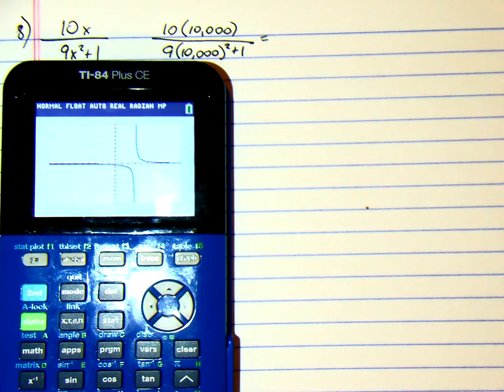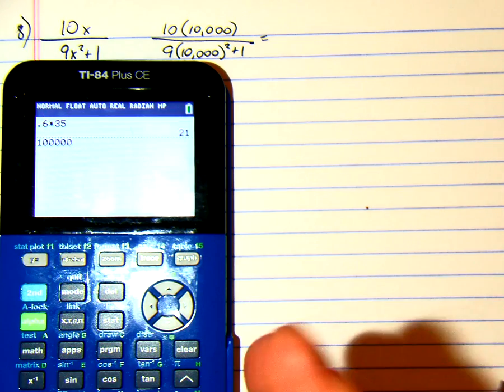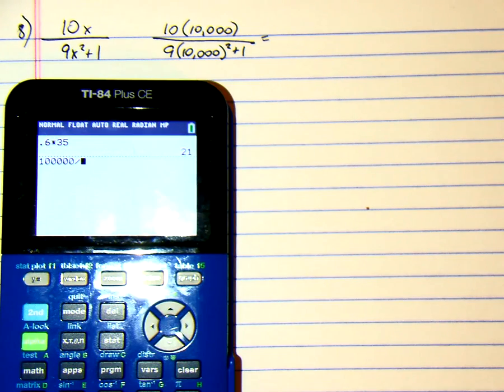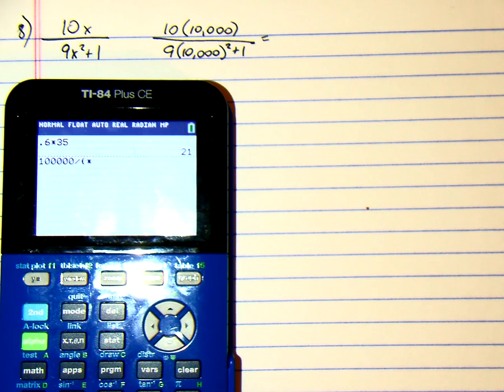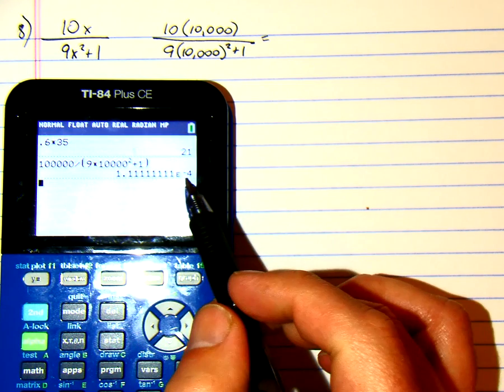So I'm going to type this into my calculator real fast. 10 times 10,000 gives me 100,000, divided by 9 times, oops, we need the parenthesis in here because we're going to have a denominator, 9 times 10,000 squared, plus 1. Man, I'm going to botch this yet. There we go, and we get a number that's 1.11, but it's times 10 to the negative 4th.